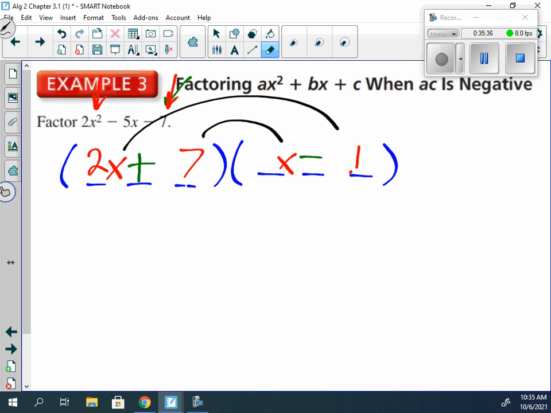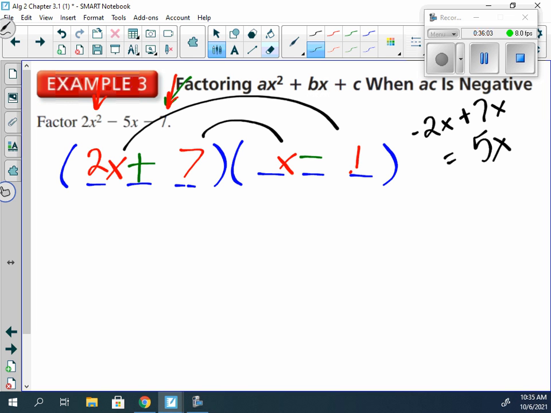Okay. Let's check this here. So 2x times negative 1 is? 7 times x is? And this gives us? Almost, because 7 minus 2 is positive, just 7. So is that what we wanted? Is it almost what we wanted?